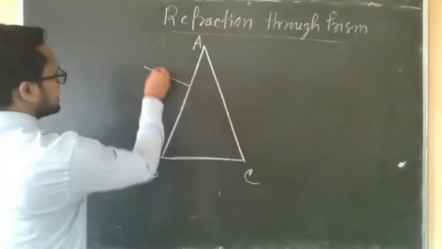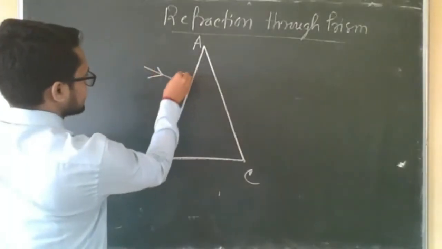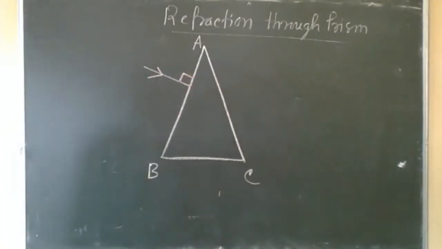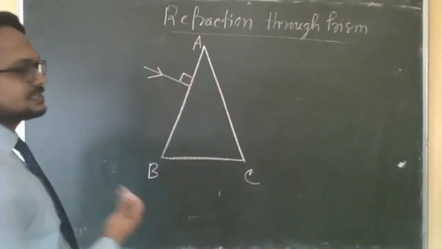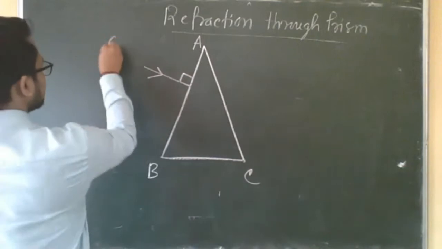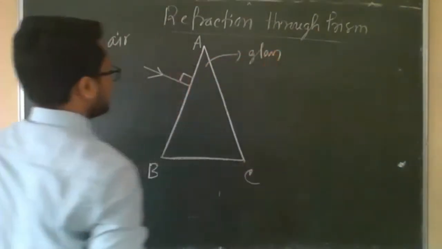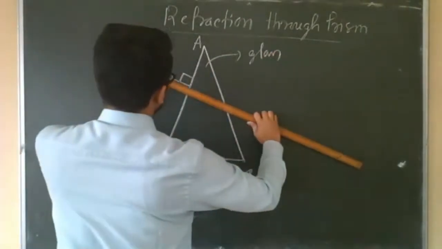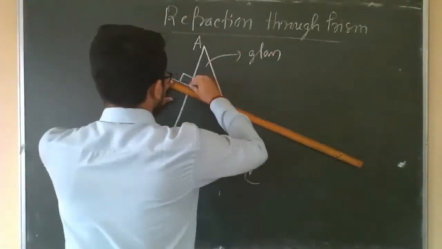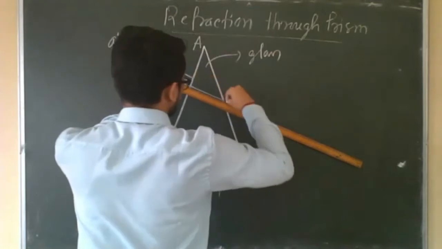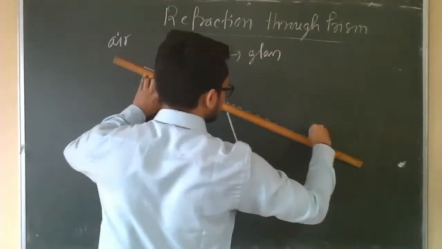So here also it is given normal incidence. Normal incidence means the same path. Again, air to glass, so it will not deviate. It will go along the same path. Then give a dotted line. This is the actual path.